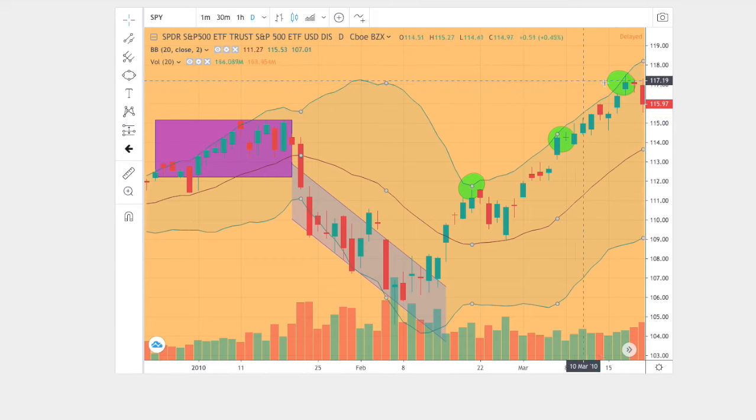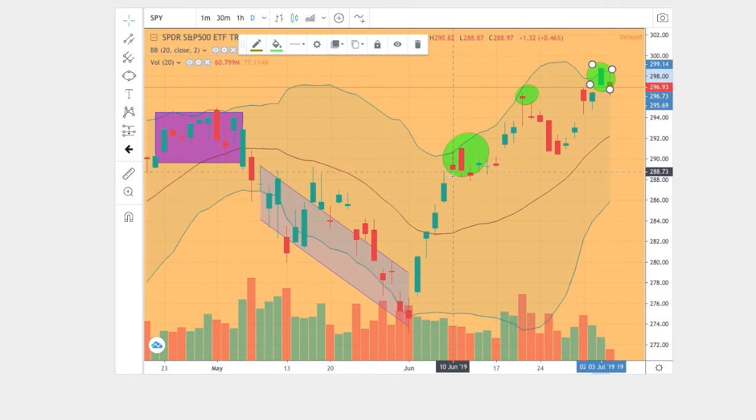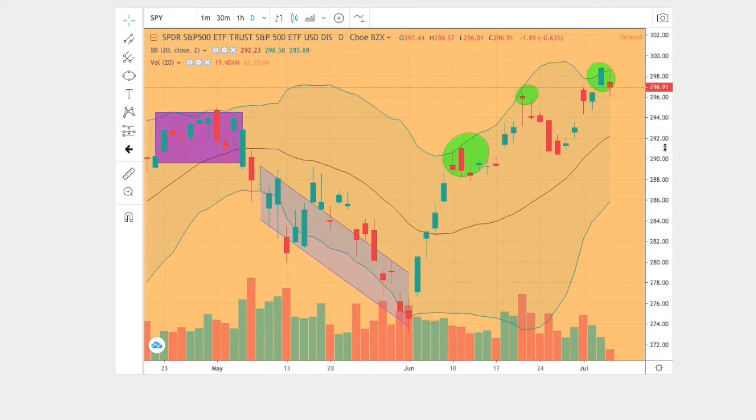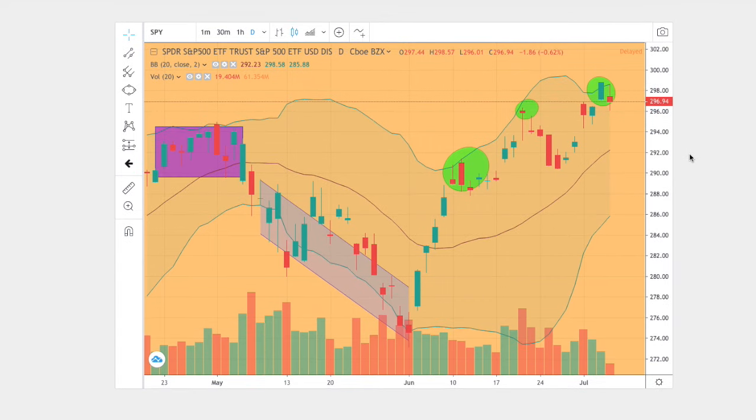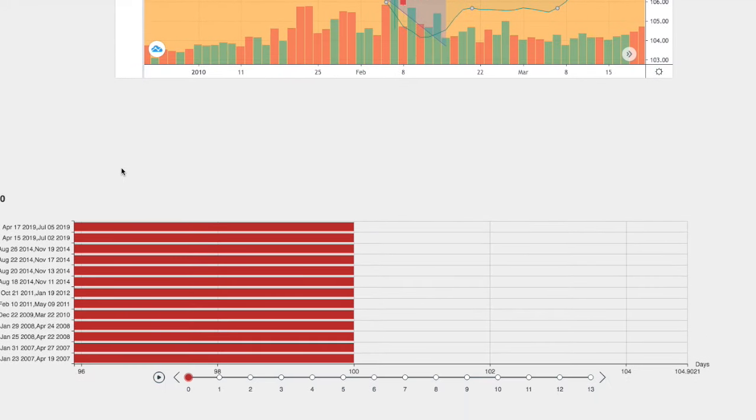So we have 1, 2, 3, 4, 5 points. We also have 1, 2, 3, 4, 5 points. So there's reason to believe that the trends and patterns are the same. The outcome and forecast would also be the same. So let's head to the forecast model.